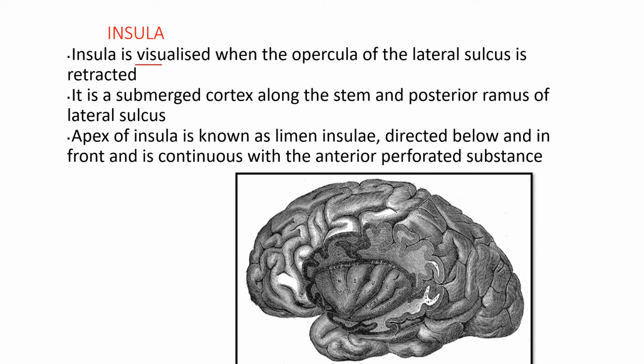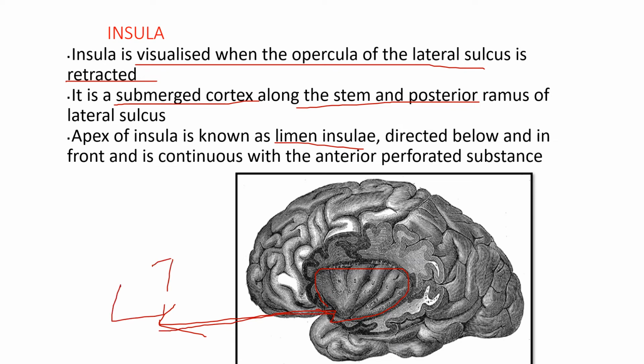It is better seen when the opercula of the lateral sulcus are retracted. We can see this submerged cortex along the stem and posterior ramus of the lateral sulcus. It is pyramidal in shape. This apex is called the limen insulae. This is the apex, the limen insulae, directed below and in front, and if you see, it is continuous with the anterior perforated substance on the medial surface.